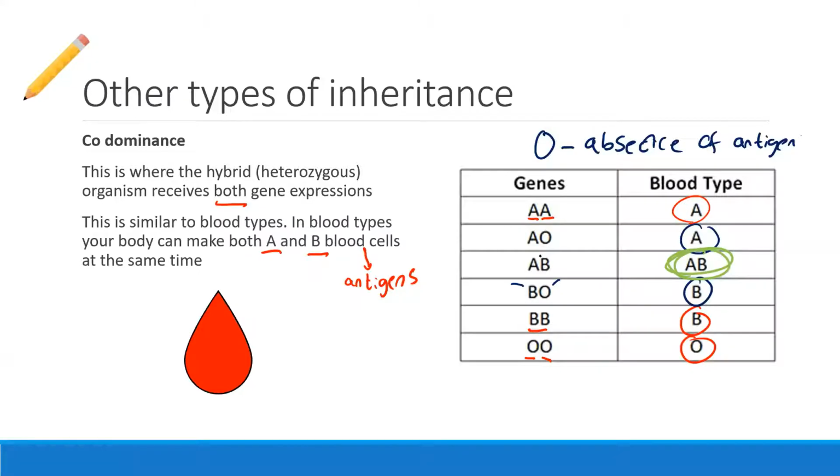AB is perhaps the most interesting. That's an example of codominance, because you have genes A and B, but instead of A being dominant and just making A, or B being dominant and just making B, you actually have a combination of A and B. So that makes it codominant. You show both of them at the same time.